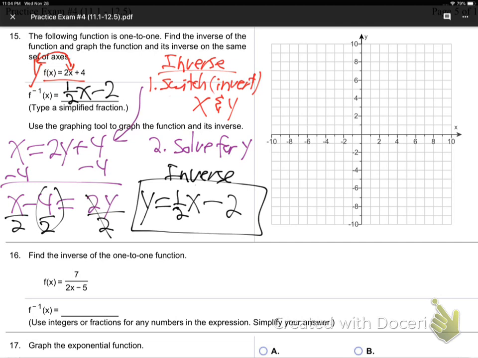So let me graph the original function. What was the original function? It's right here. 2x plus 4. Remember how to graph? This is y equals 2x plus 4. You start at the 4, so up 4. 1, 2, 3, 4, right there. There's your first dot. Start at 4. And then this is your slope. 2 over 1, rise over run. So go up 2 over 1. There's the second dot, and then just connect them.